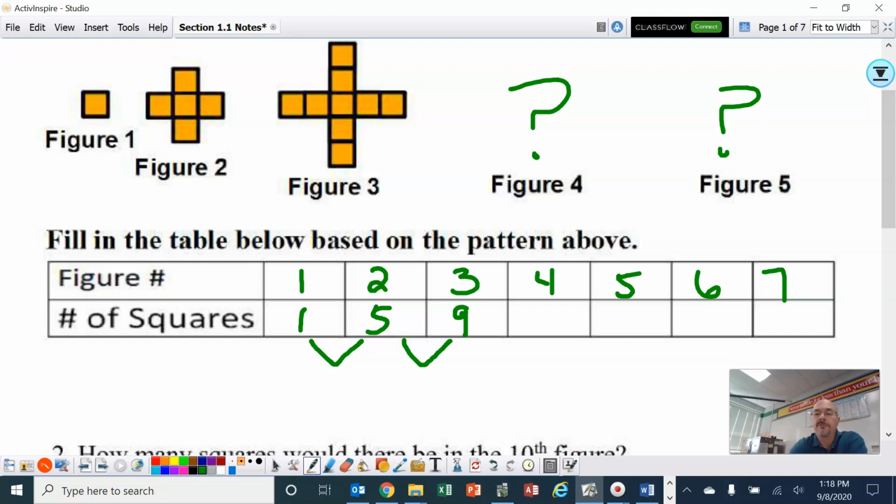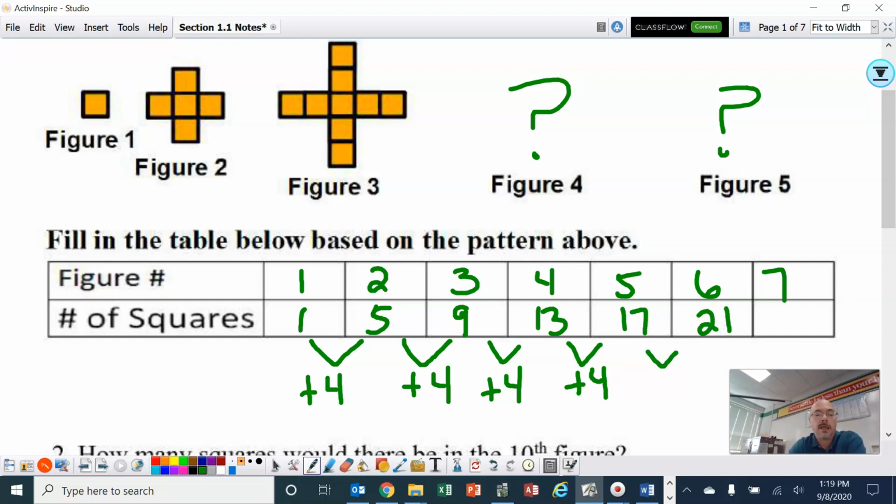Well, from 1 to 5, that went up 4. From 5 to 9, that went up 4. So it looks like the pattern is up 4. So if I continue up 4, that's 13. Up 4, that's 17. And so on. Up 4 again, 21. And up 4 again, 25. All right, pretty straightforward.